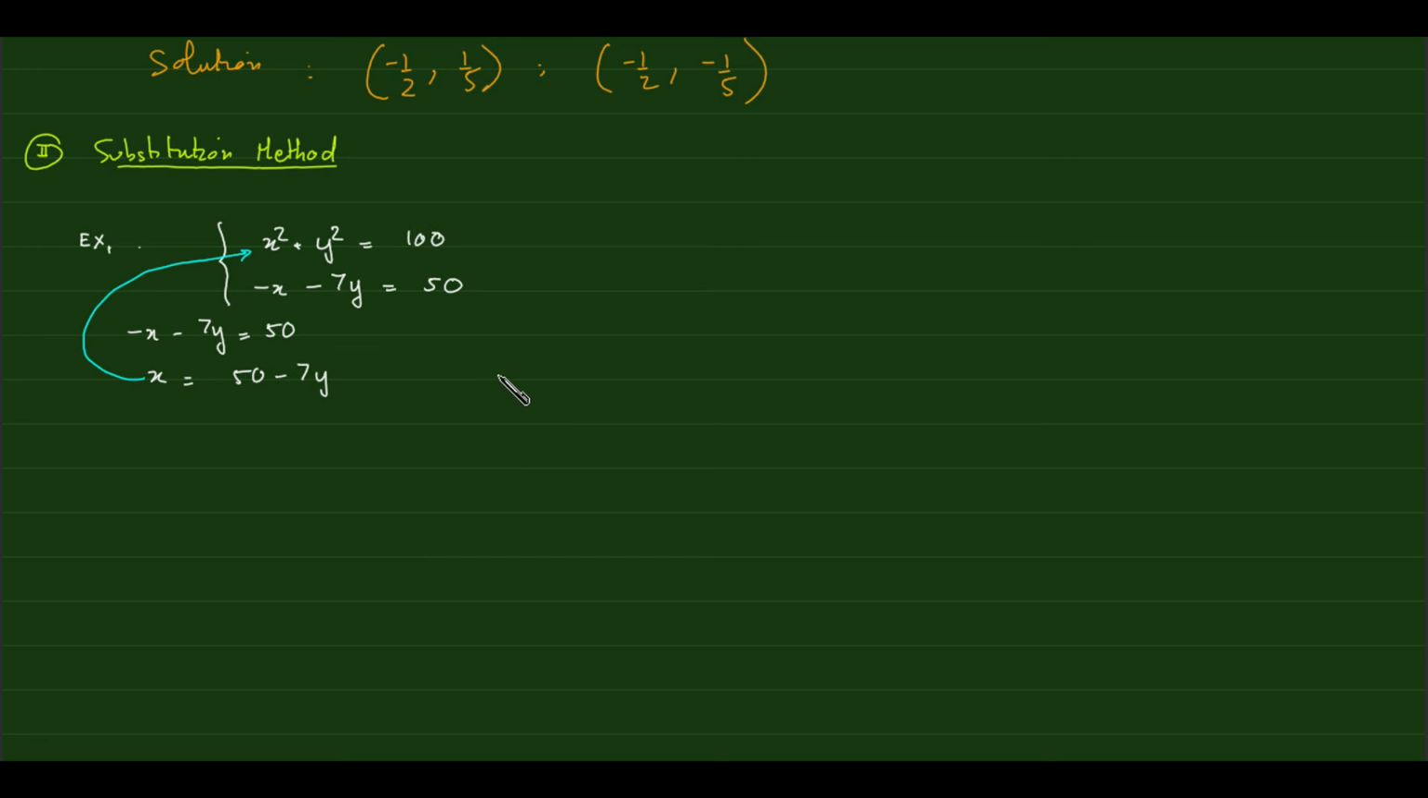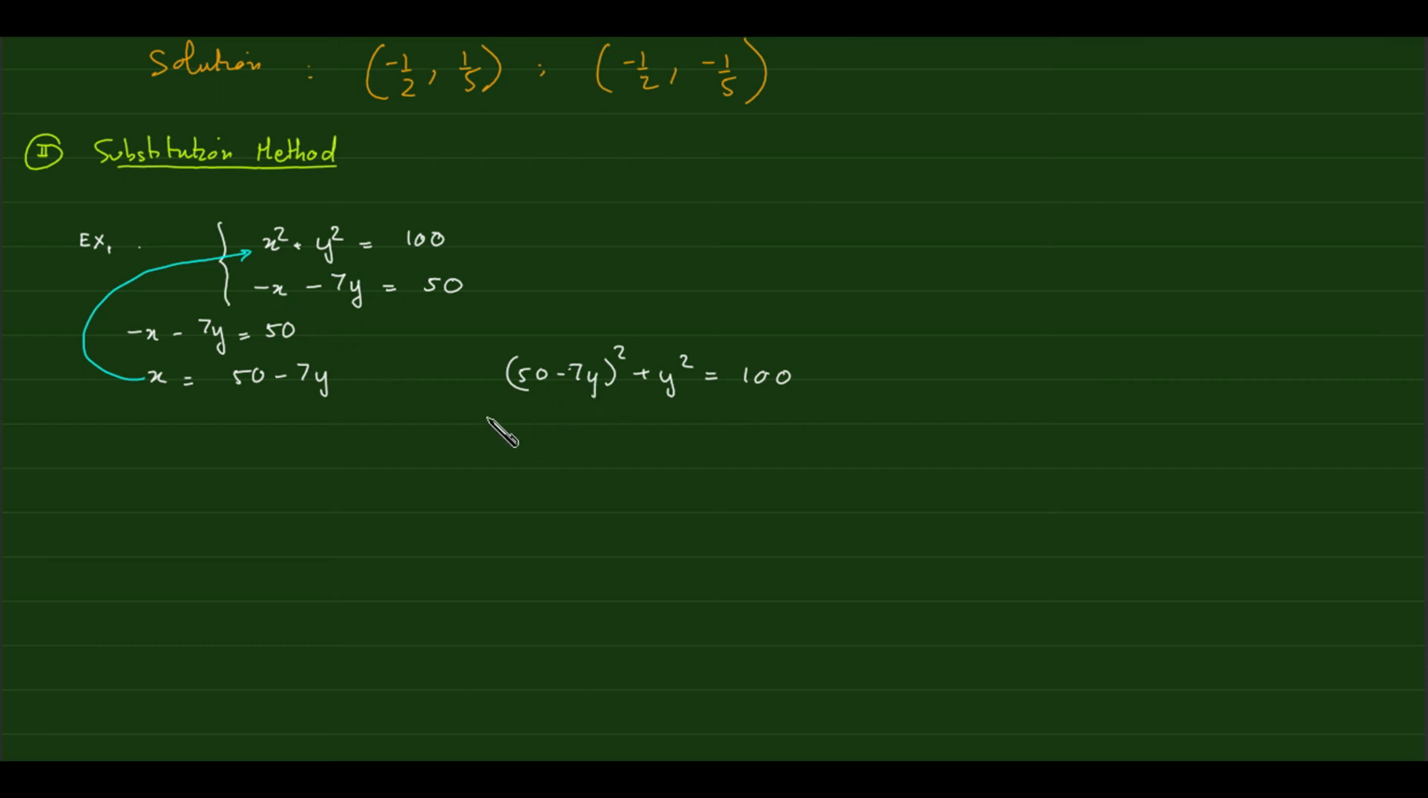My equation becomes 50 minus 7y, squared, plus y squared equal to 100. There you go. Now we have to expand this one out. To some students substitution is hard, but to me it's easier. It's up to you, you can use anything you want, but like I already told you, if you have one nonlinear equation and the other one is linear, you should use substitution.